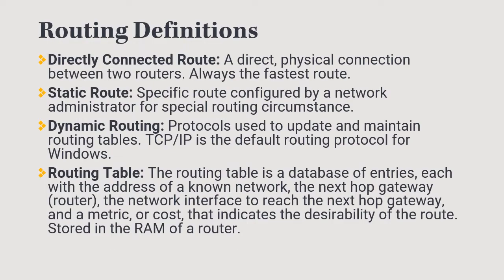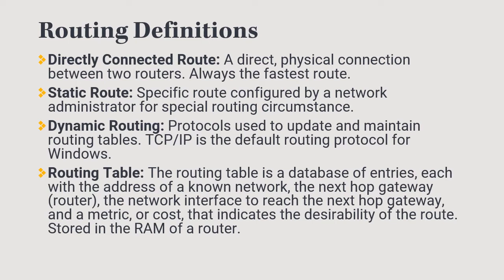A couple of things that we want to know going into this are some of the definitions. First, a directly connected route. This is when we have an actual physical connection between two routers, like two routers connected by a cable or by a fiber line. It's always two routers and it's always a direct connection, which is the reason we have the word directly connected in the name. This is always going to be the fastest route out of any possible route.